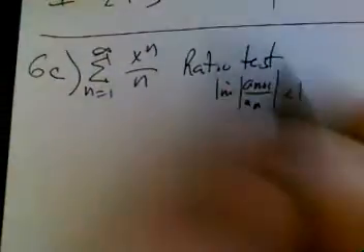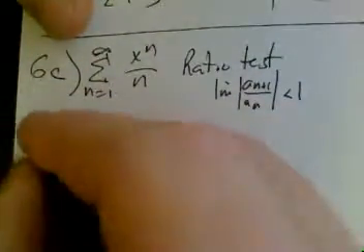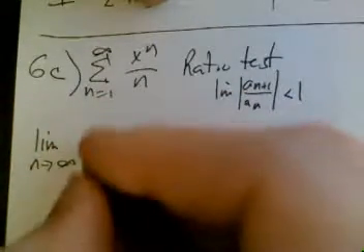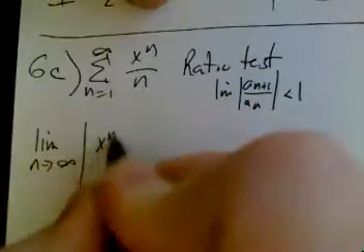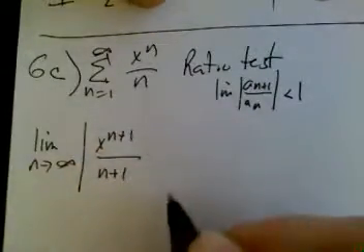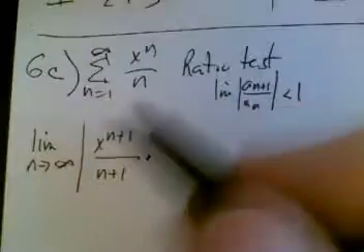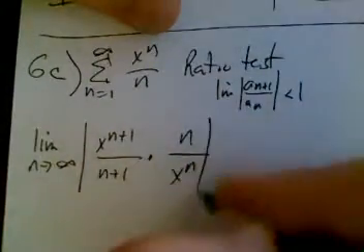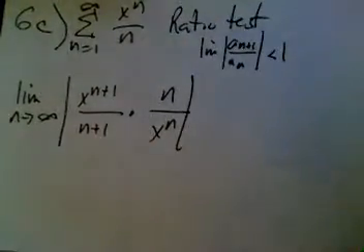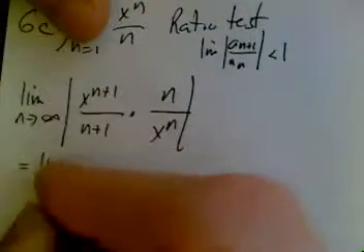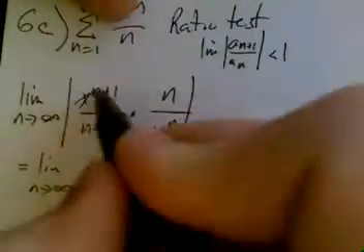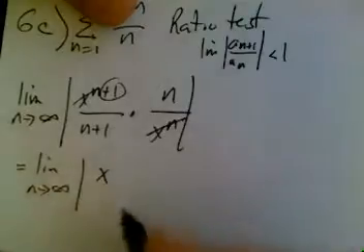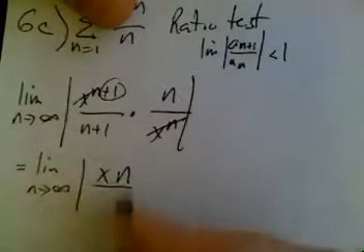So let's take a look at this thing inside that limit. The limit as n goes to infinity of, I'm going to plug in n plus 1 for each of these things. So I'm going to have x to the n plus 1 divided by n plus 1 times, because I'm dividing by this thing, so I'm flipping it, n divided by x to the n. Okay, if that's the case, that means that this limit is actually going to be equal to the limit as n goes to infinity of, the x to the n's cancel out, I have this plus 1 left, so it's just absolute value of x times n divided by n plus 1.